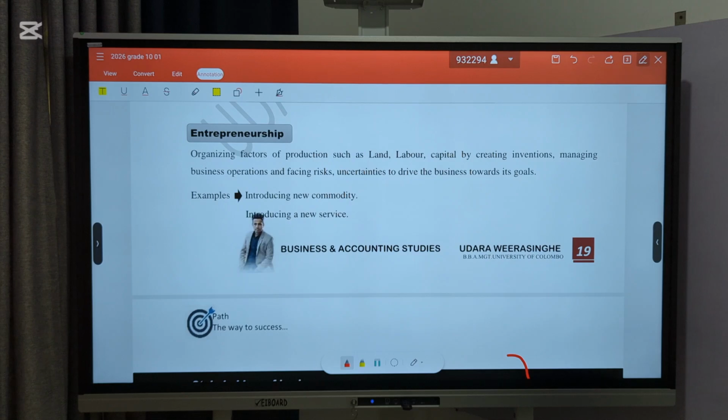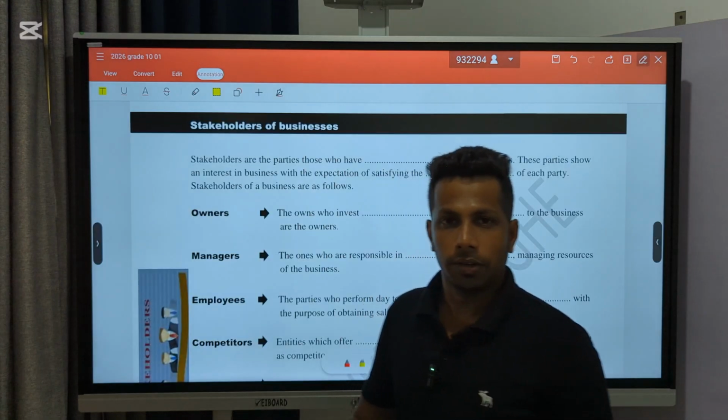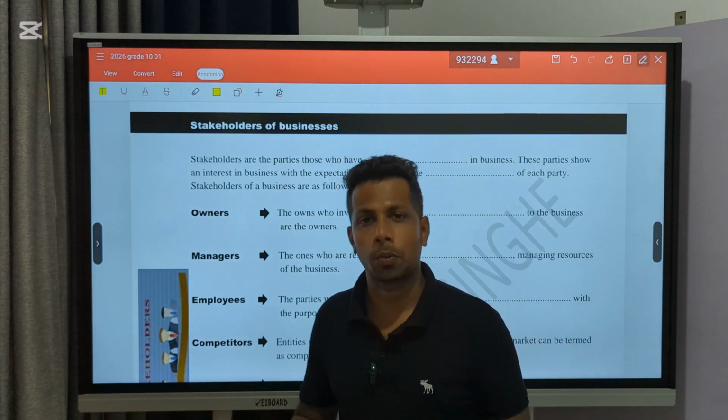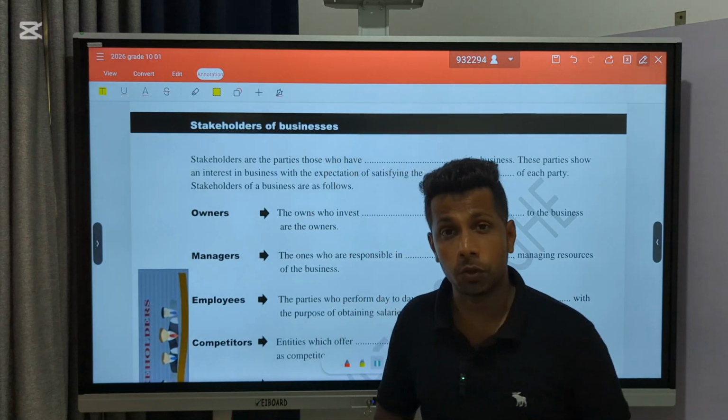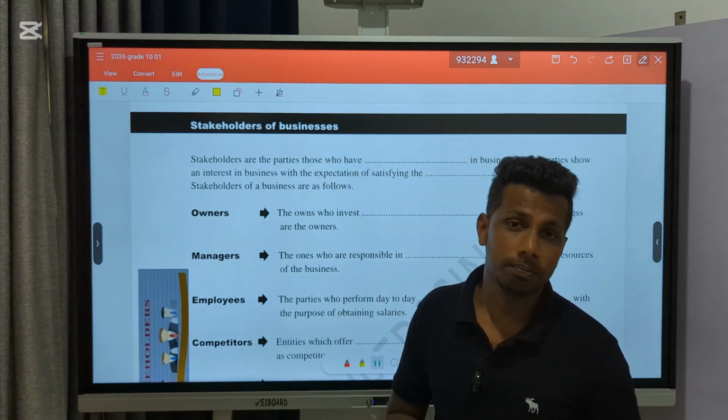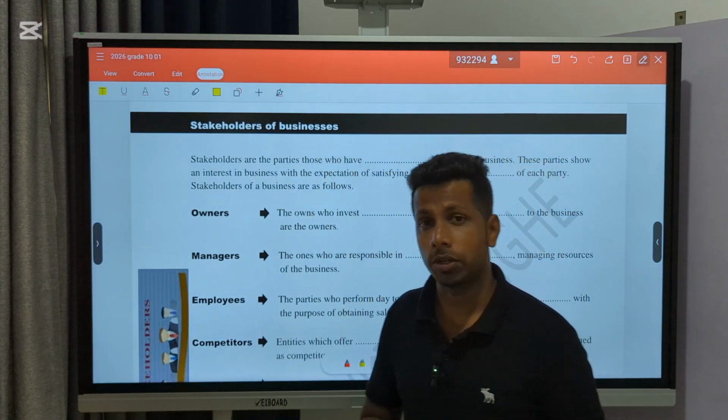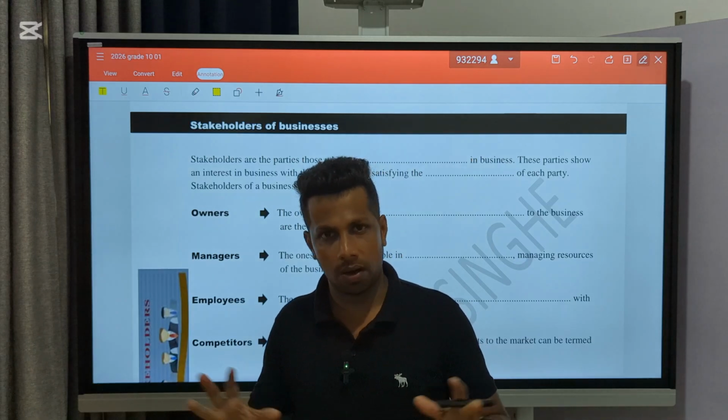So now let's see. Entrepreneurship means organizing factors of production such as land, labor, and capital by creating inventions, managing business operations, and managing risk and uncertainties to drive the business towards success. So you can see here a couple of examples. After talking about factors of production, now we shift to another interesting area here, children. We are still in the first lesson, background of the business.